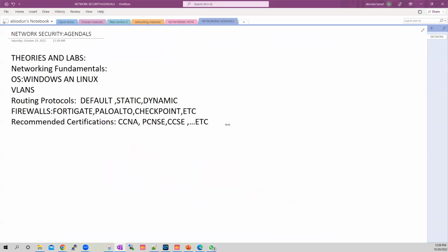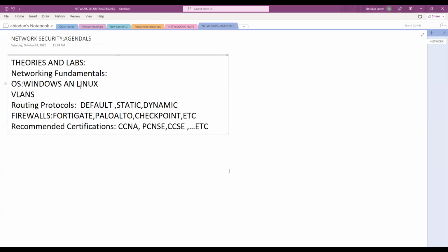If you can, let me share this other screen now. If you can see this other screen, let me know. Theories and labs. So now this is the agenda. This is all the route we are going to follow step by step.